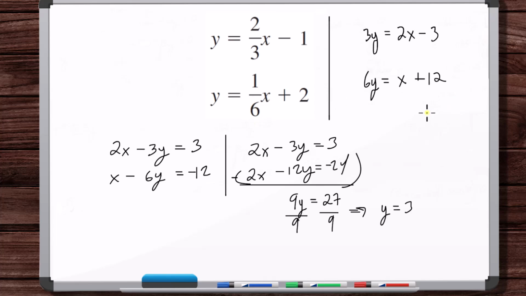Now let's plug y into, I guess, this first equation here. So x plus 12 is equal to 6 times 3 is 18. So x is equal to 18 minus 12 is 6. So 6, 3.